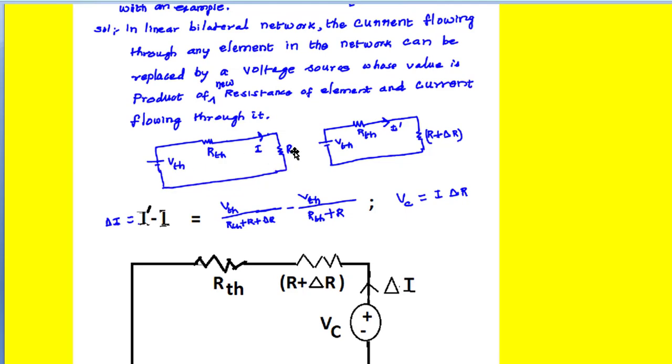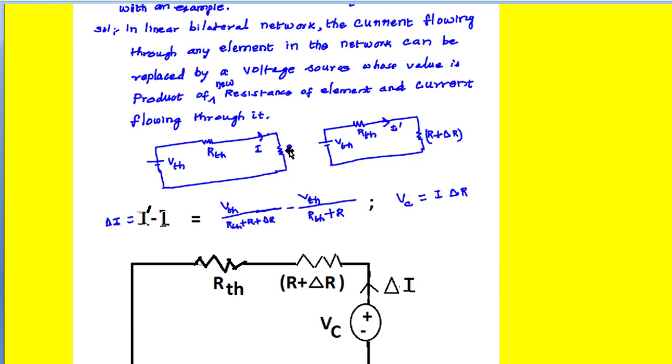So if you look at this diagram, we take the initial diagram like this. We have the voltage source V Thevenin and resistance in series with it, R Thevenin, and there is a resistance called capital R. Then if we calculate the current flowing through this circuit, we get what is called I. That I we can say is V Thevenin divided by R Thevenin plus R.